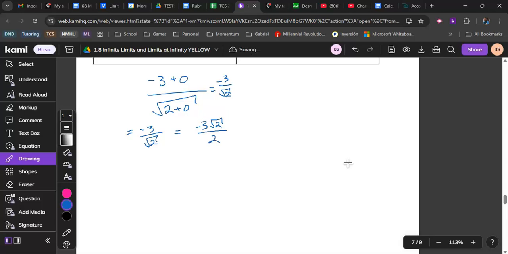Negative 3 square root 2 over 2 if you're more American. So for instance, on the AP exam, guys, you're going to see that. The rest of the world does it sometimes. The Americans always do it. They hate square roots on the bottom.